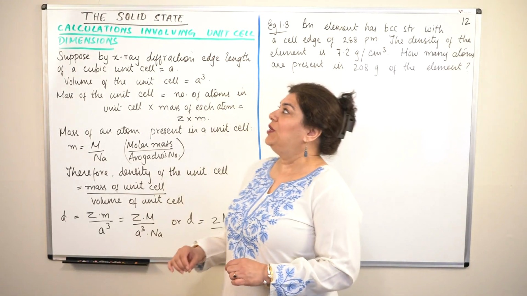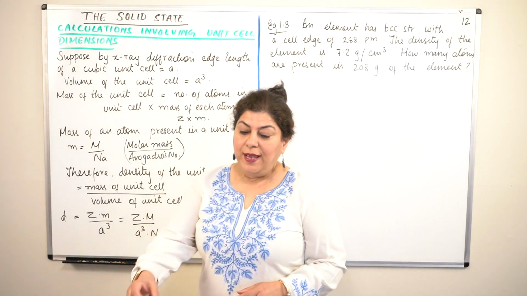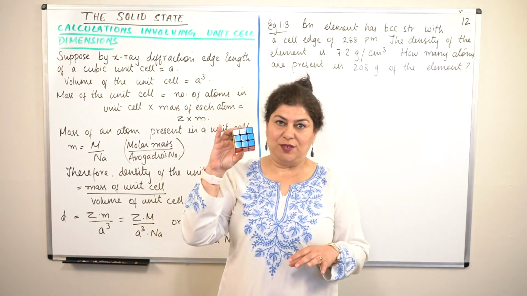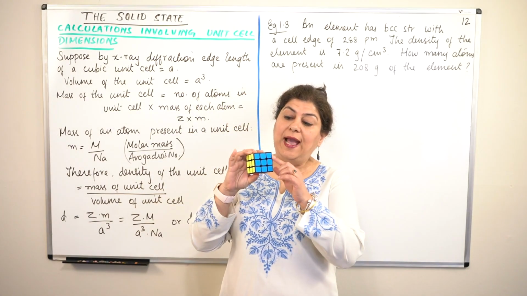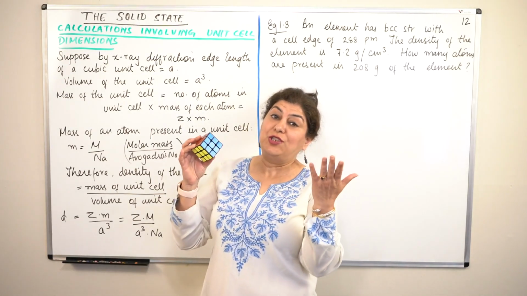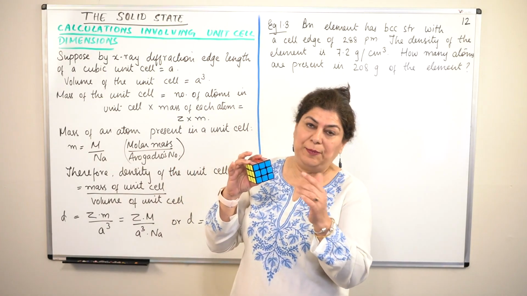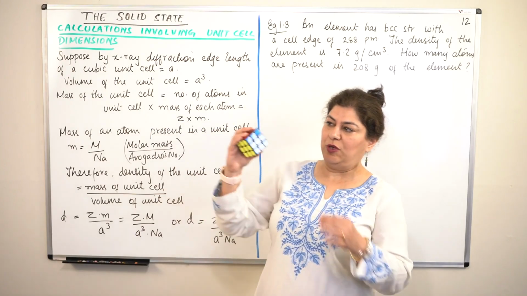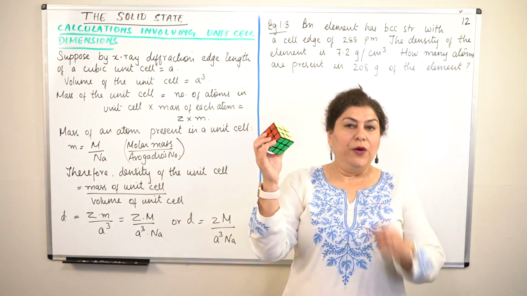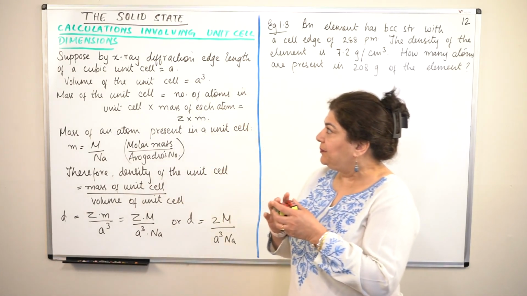The topic of this video is calculations involving unit cell dimensions. As we have studied about the cubic unit cell, imagine that this Rubik's cube is one unit cell and it actually is made up of each one of these small cubes. If you imagine the cubic lattice, each one of these cubes is one unit cell. But for the sake of convenience, because that would be too small to explain, I use this whole Rubik's cube as one unit cell to explain things to you.